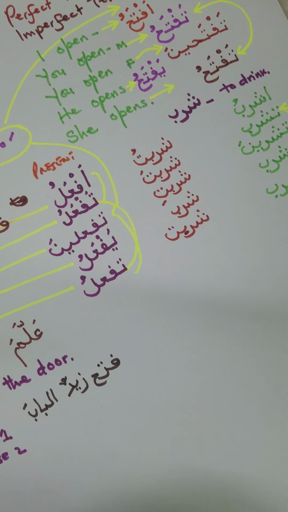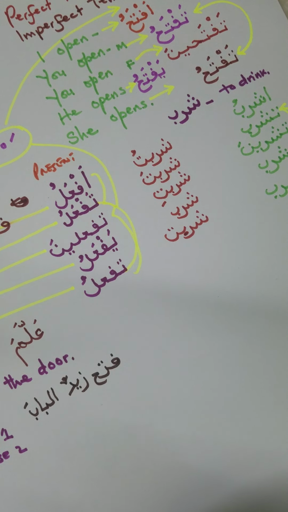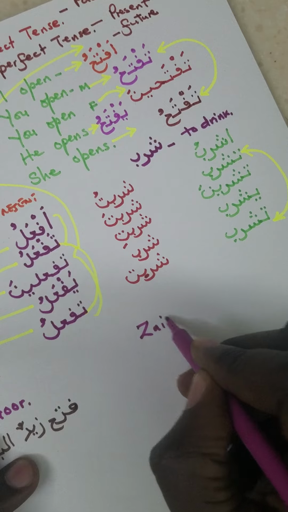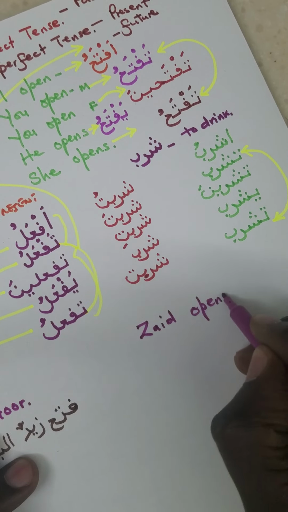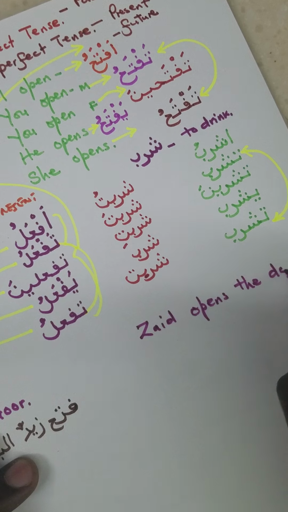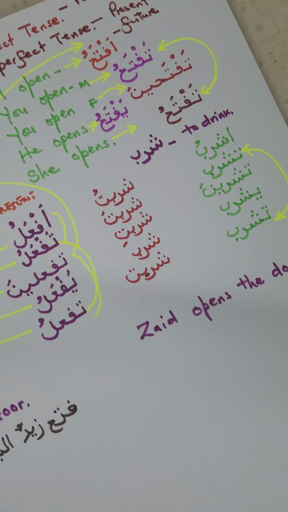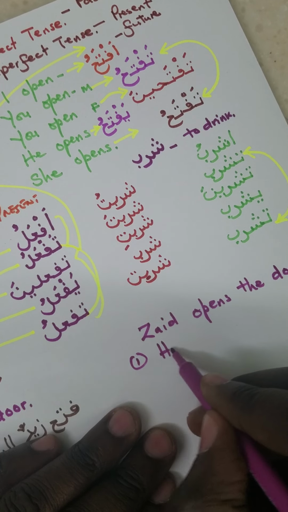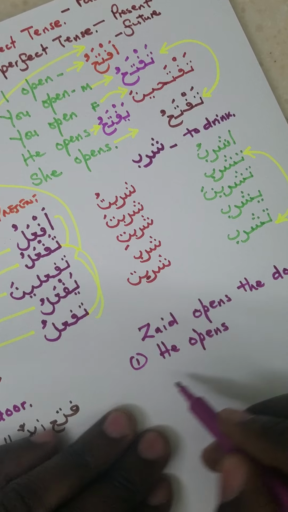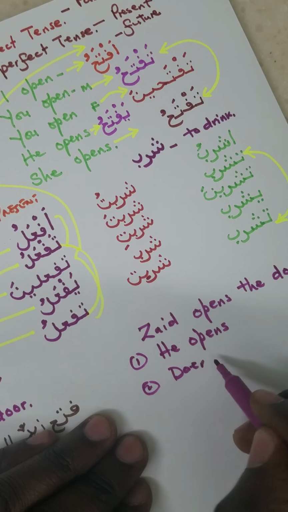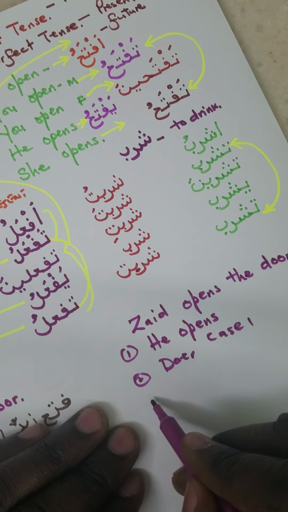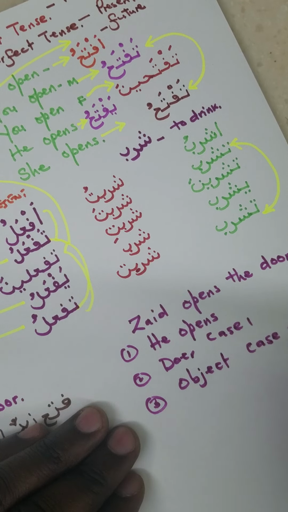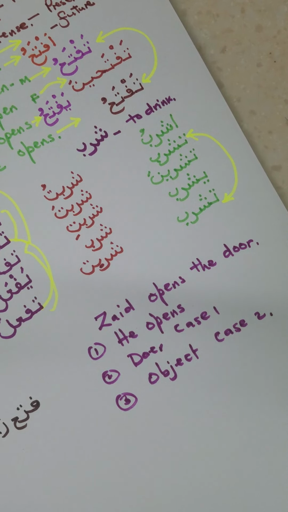Let us look at how it is in the present, that Zaid opens the door. Same trick: he opens, doer in case 1, object in case 2. So what is our answer going to look like?